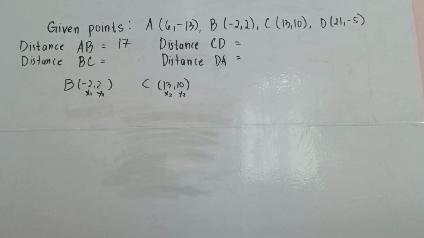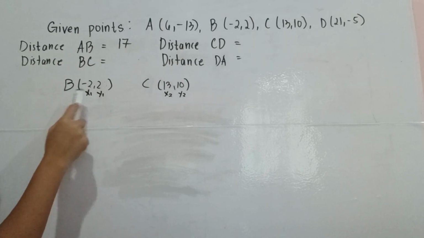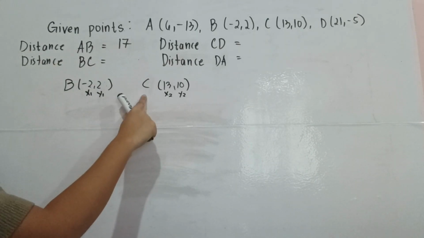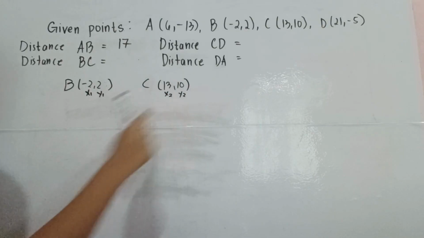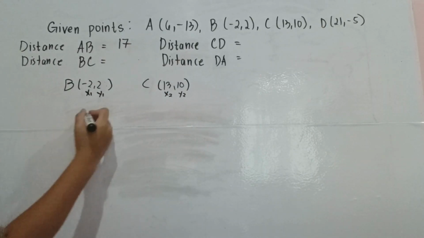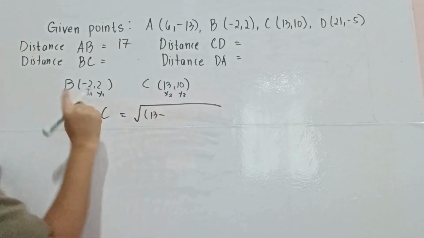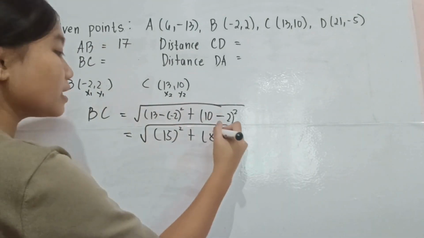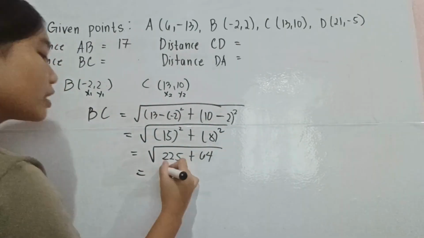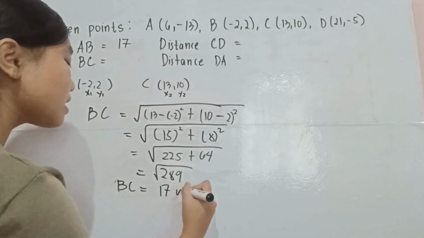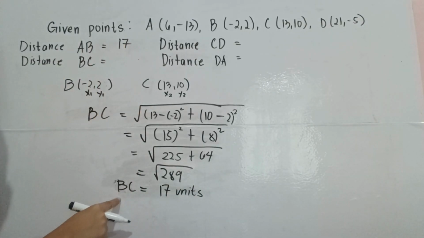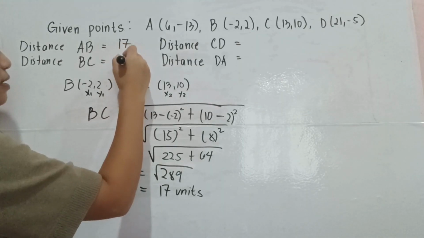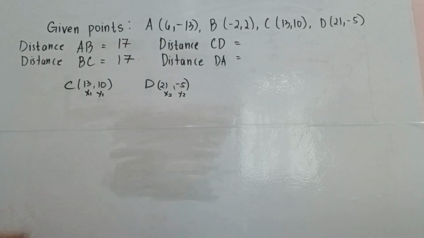Moving forward, let's calculate the distance between point B and point C. So the x and y values of B would be our x sub 1 and y sub 1. The x and y values for our point C would be our x sub 2 and y sub 2. Let us substitute these values into our formula. Therefore, the distance between point B and point C is 17 units.